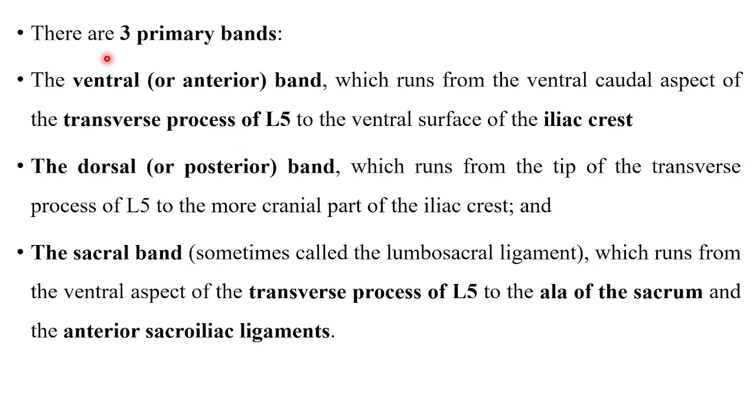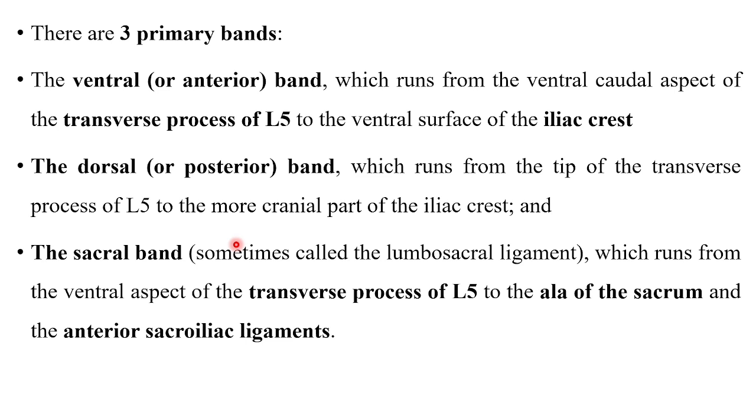So there are three primary bands of the iliolumbar ligaments: the ventral band or anterior band, the dorsal band or posterior band, and the sacral band. The ventral band runs from the ventral caudal aspect of the transverse process of L5 to the ventral surface of the iliac crest. The dorsal or posterior band runs from the tip of the transverse process of L5 to the more cranial part of the iliac crest.